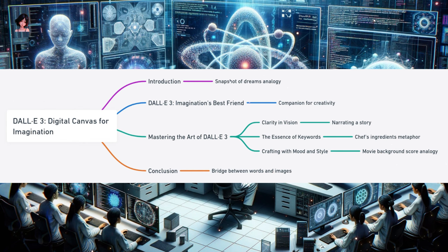It's like giving ingredients to a chef. Example, for a space scene, keywords could be galaxy, spaceship, aliens, and nebula. Crafting with mood and style, this is where you set the scene's vibe. It's like choosing the background score for a movie scene. It can be cheerful, mysterious, or melancholic, depending on your choice. Example, a noir setting with a detective in a trench coat, shadowed alleys, and a misty night.